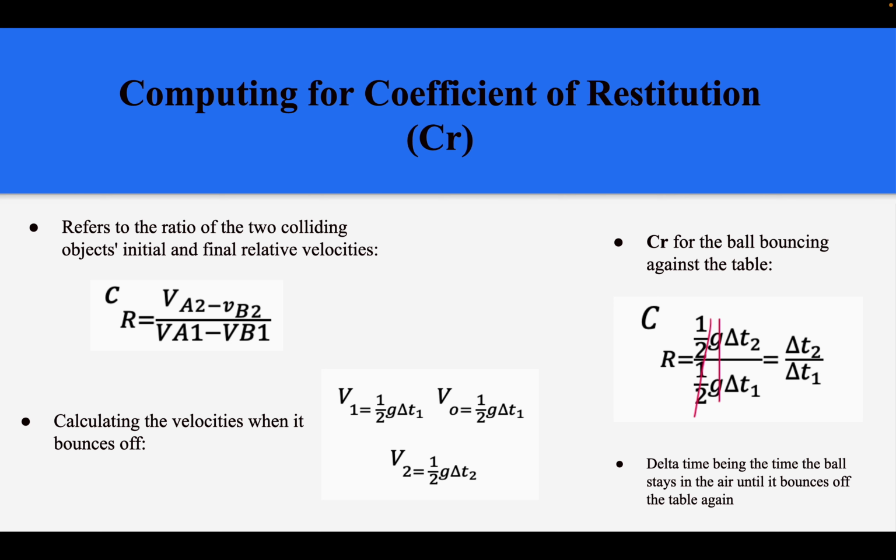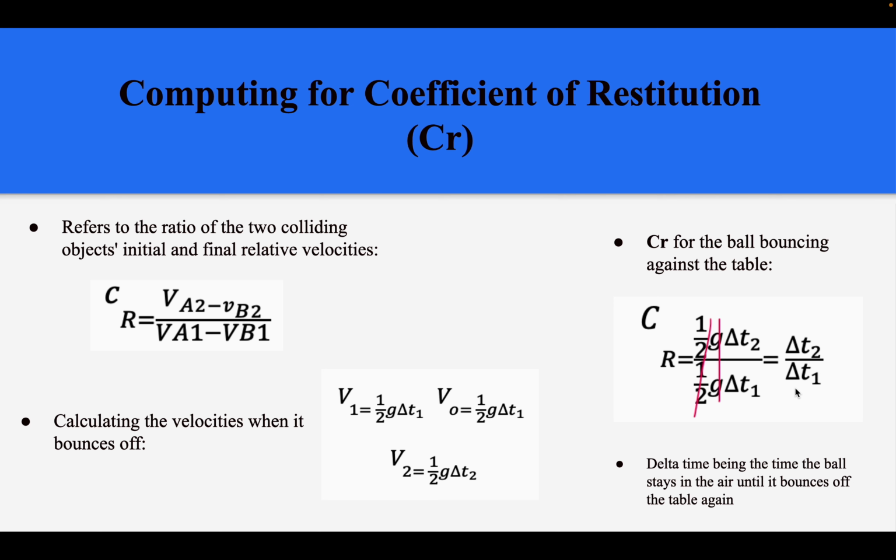Taking into consideration that we're talking about the magnitude of the velocity, therefore it is a positive number, our coefficient of restitution was mainly based on delta time since 1/2 g was cancelled. So it's delta time 2 over delta time 1. And this says that the coefficient of restitution in this case depends on the material that the ball was bouncing against, because if the table wasn't a rigid surface, then the velocity wouldn't have been 0, and this wouldn't just depend on delta time.